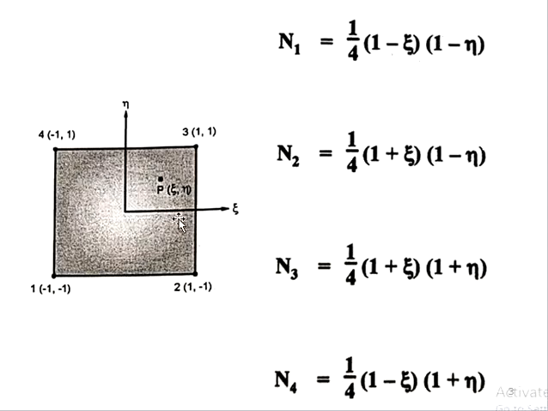This can be remembered by using the coordinates of nodes 1, 2, 3, 4. For the first, minus, minus, that is (1 minus psi), (1 minus eta). Second coordinate plus 1, minus 1, that is (1 plus psi), (1 minus eta). Third plus 1, plus 1, so (1 plus psi), (1 plus eta), and the last, fourth coordinate, minus 1, plus 1, that is (1 minus psi), (1 plus eta).